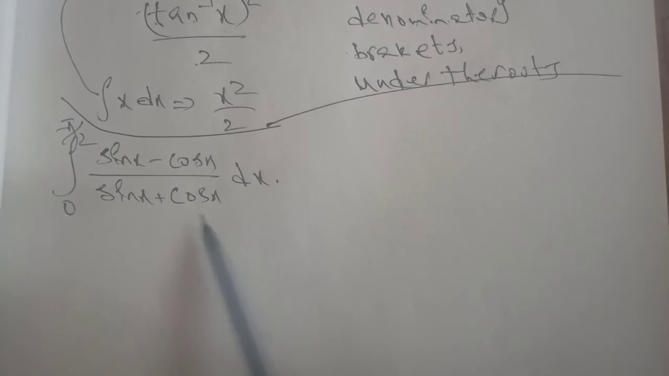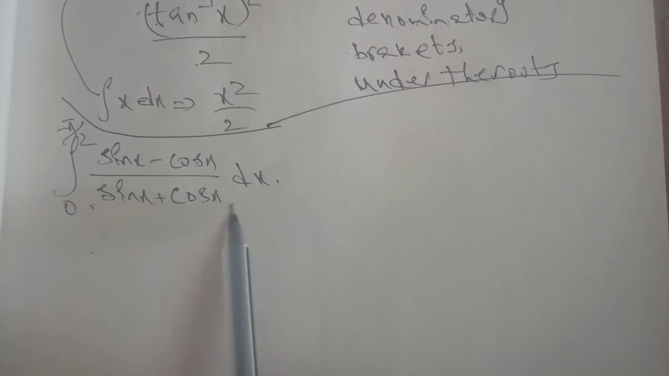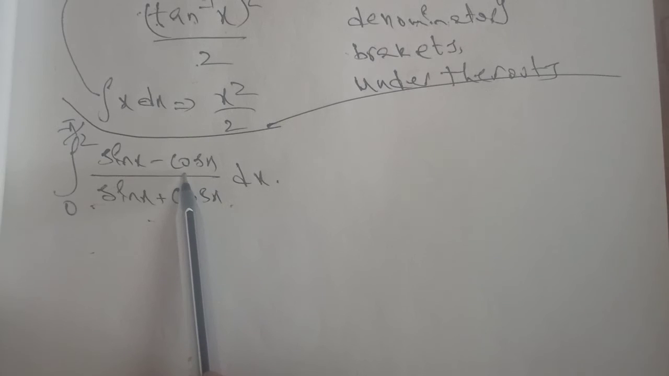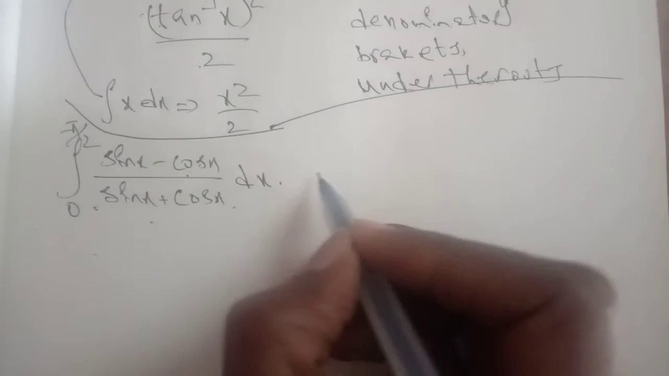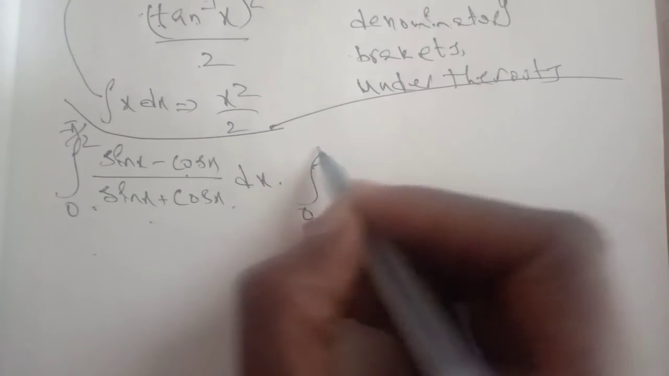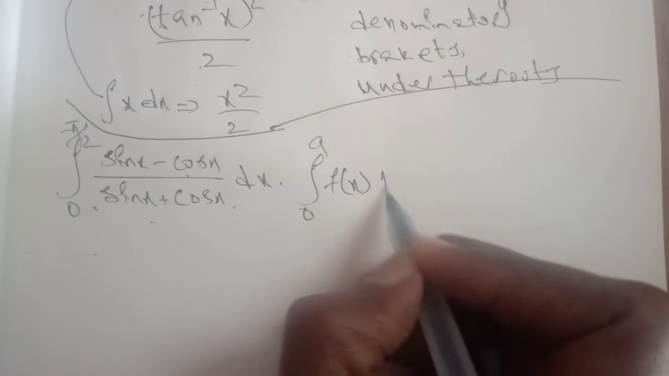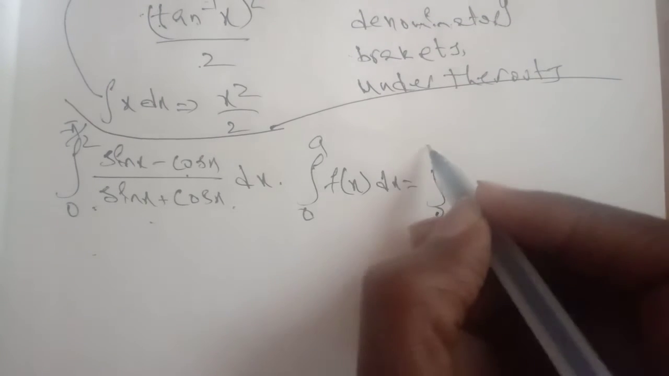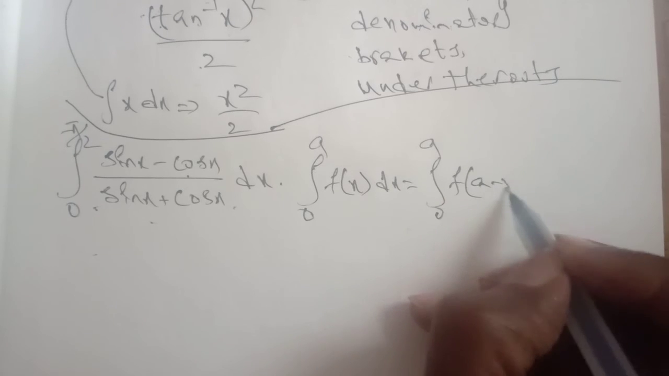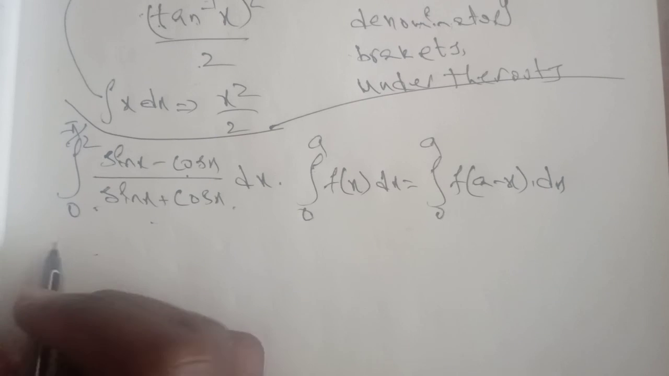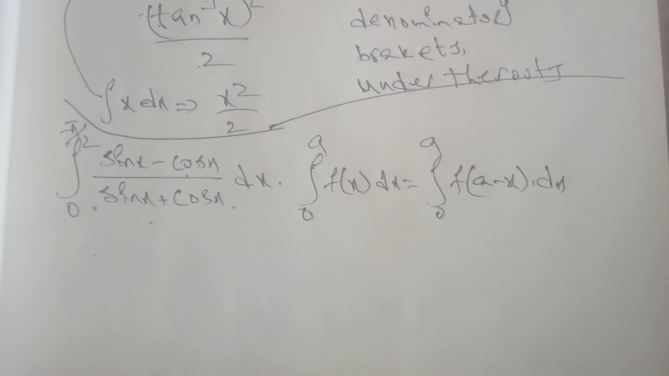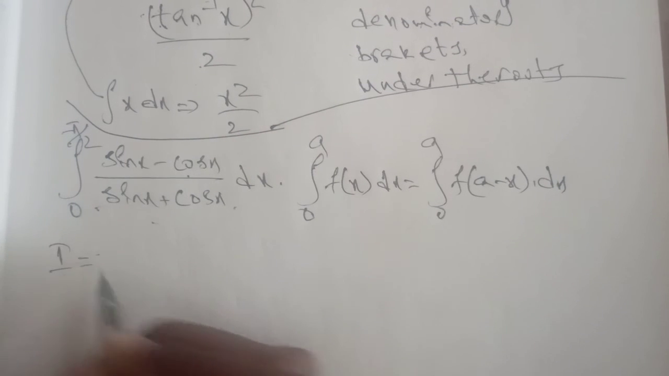The next problem is, we have to simplify this equation. If we substitute t as the denominator, we may or may not get the numerator term, so it's a lengthy process. We know the formula that integration 0 to a of f of x dx equals integration 0 to a of f of (a minus x) dx. If we apply this formula here, this problem comes under the I problem, so we consider it as I.